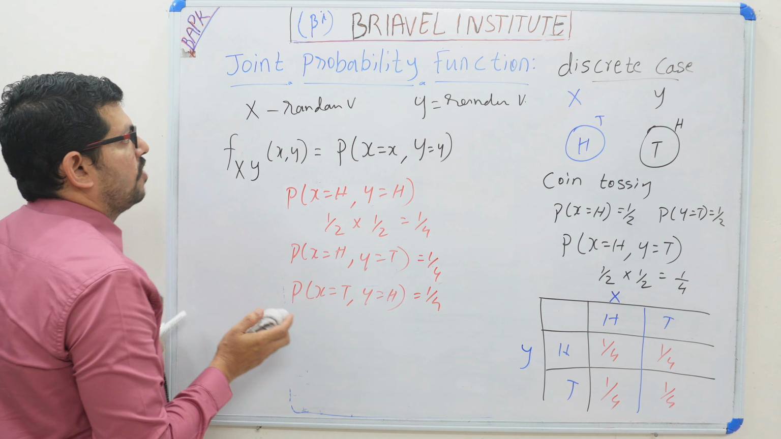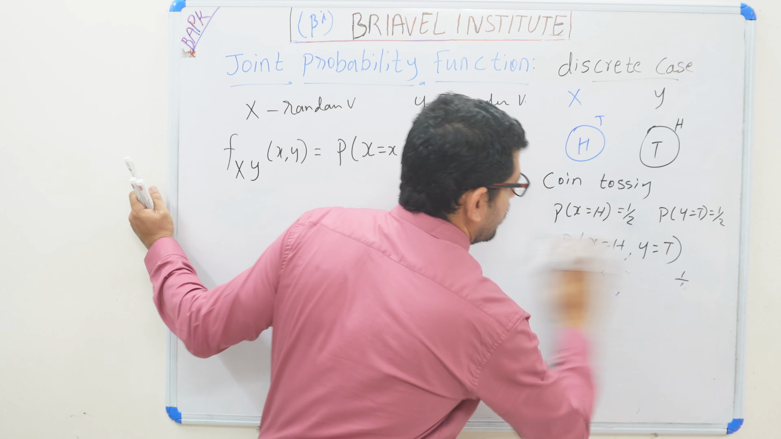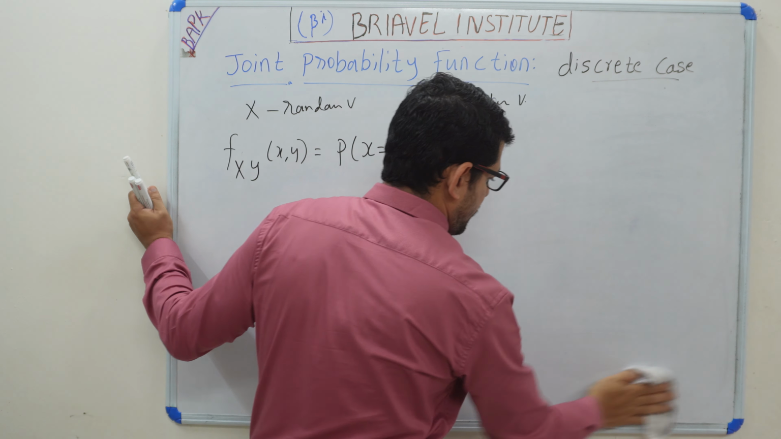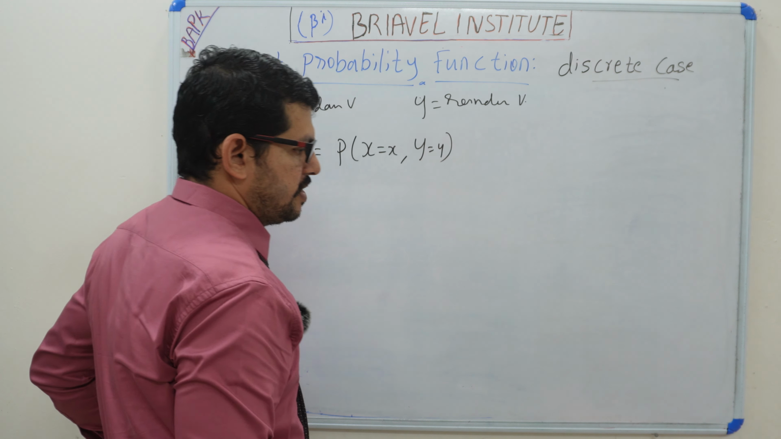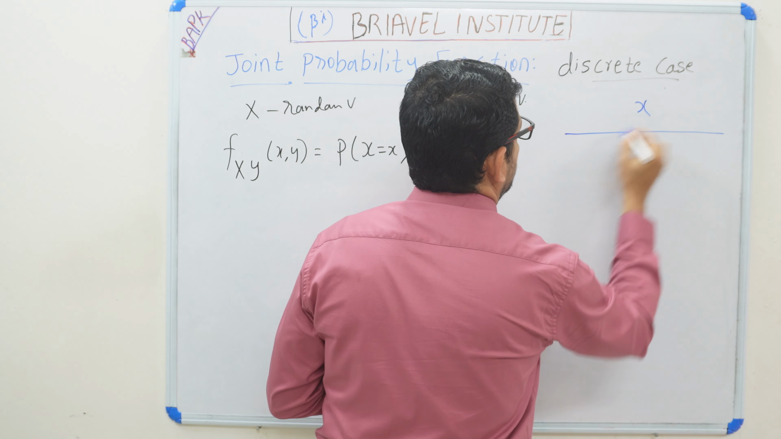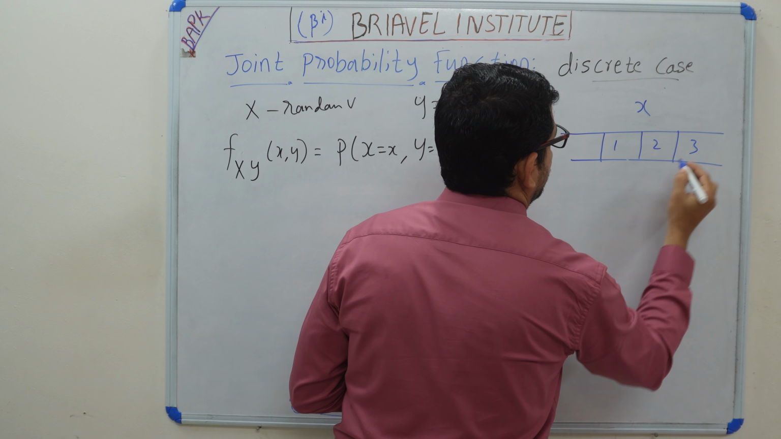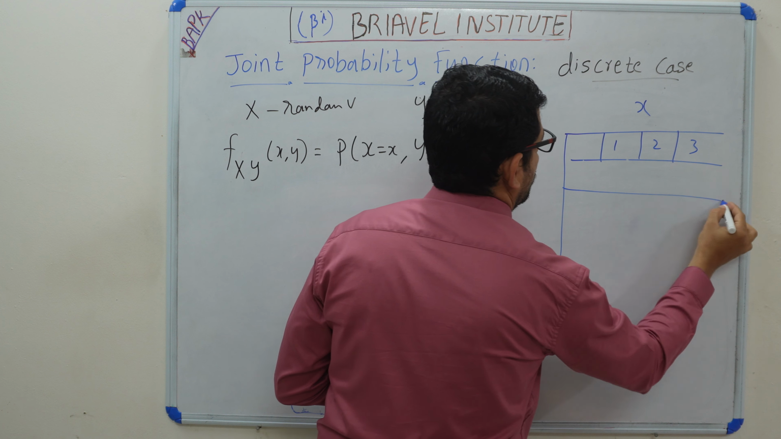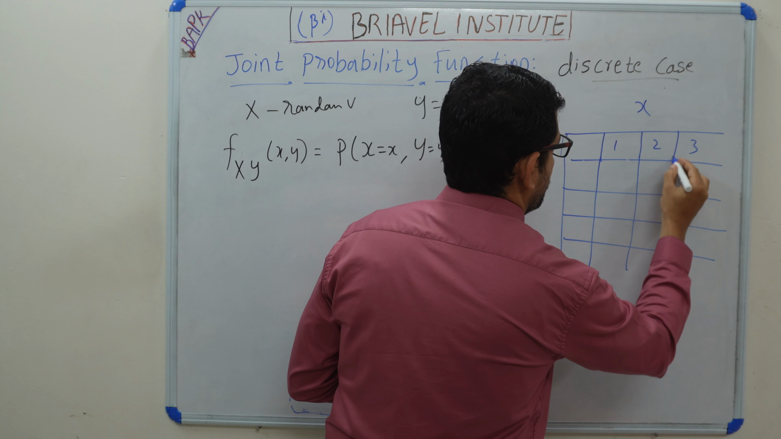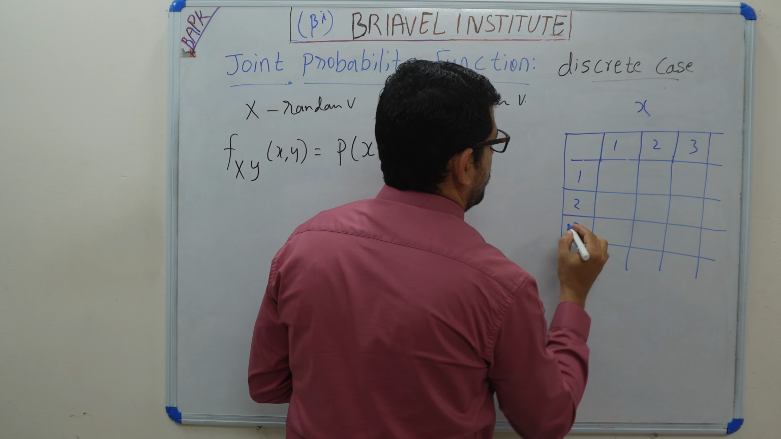So I hope you understood about the joint probability function. We can do some problems to understand. So we have some random variables x and y, and this probability distribution chart. This is representing x. X is representing 1, 2 and 3, so we have 3 chances. This is also 1, 2, 3.